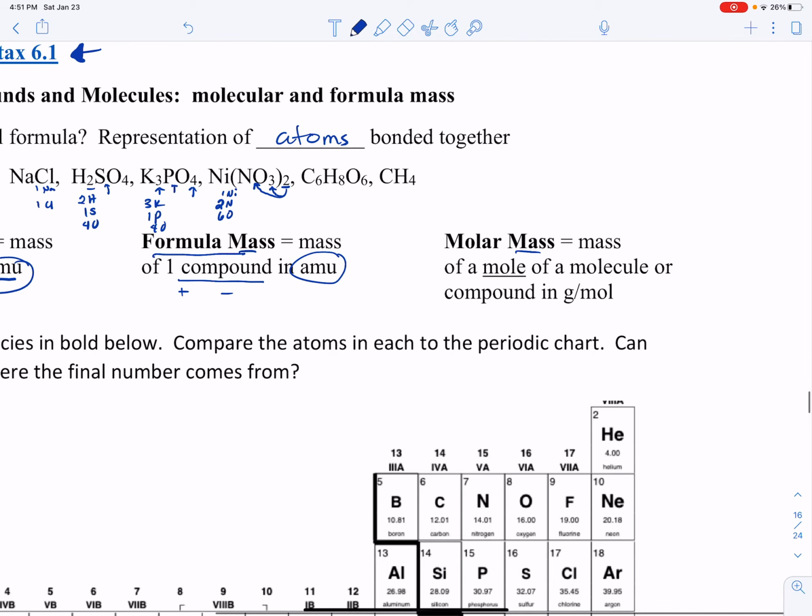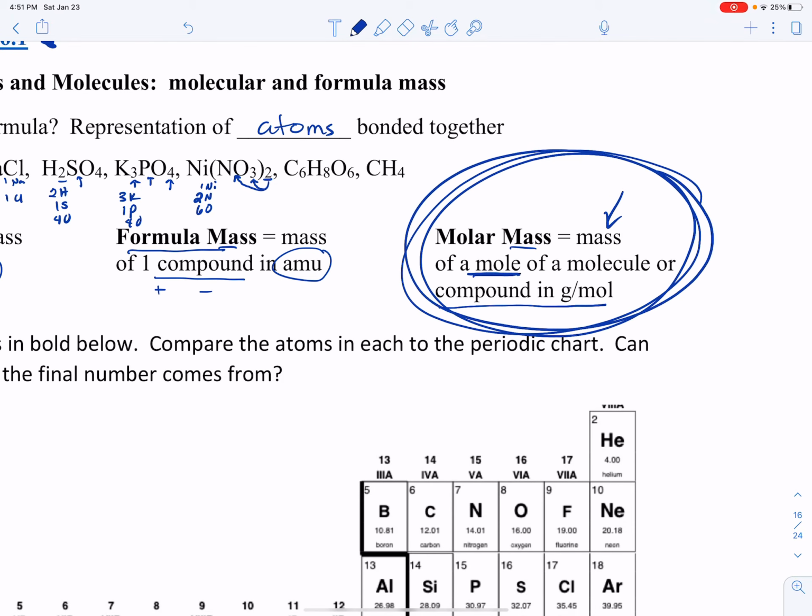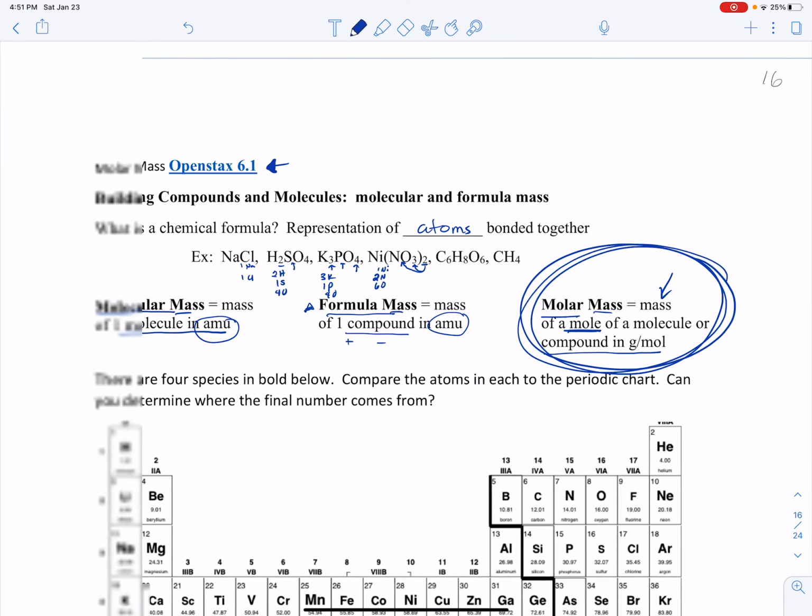What we're really looking at is the molar mass. So this is the mass of 1 mole of a molecule or of a compound in grams per mole. This is what we use most of the time. So most of the time you'll see us talking about molar mass. If you see this word or the other words, that's okay too. Just saying. Most of the time we use molar mass.